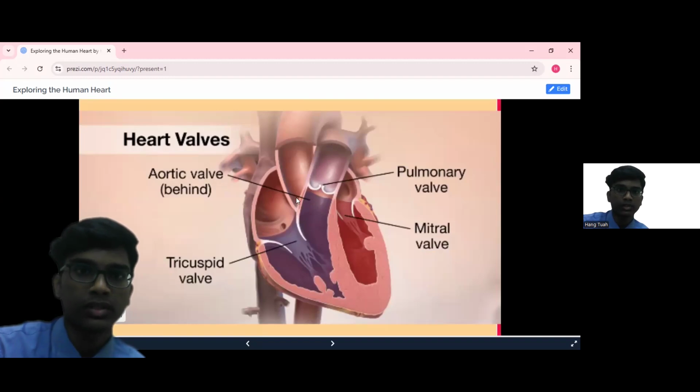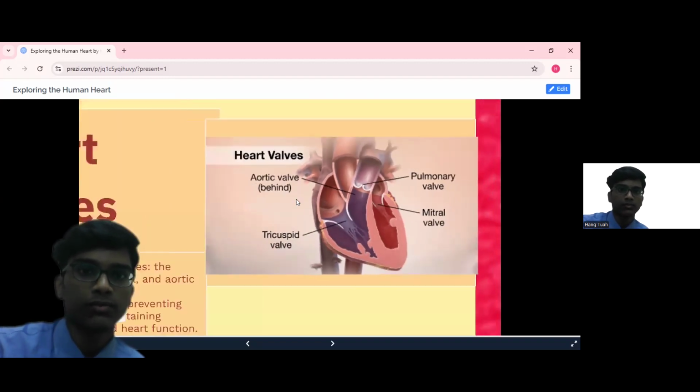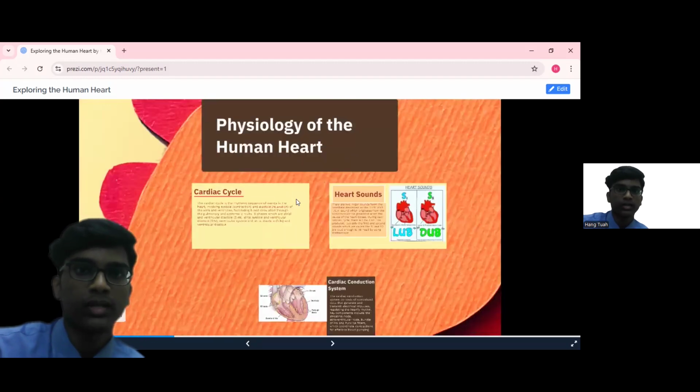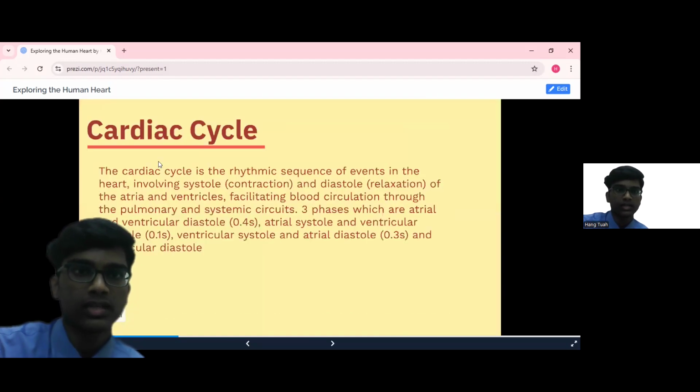The next, we will be looking at the physiology of the human heart. First is the cardiac cycle. The cardiac cycle is the rhythmic sequence of events in the heart involving systole, contraction, and diastole, relaxation, of the atria and ventricles, facilitating blood circulation through the pulmonary and systemic circuits.